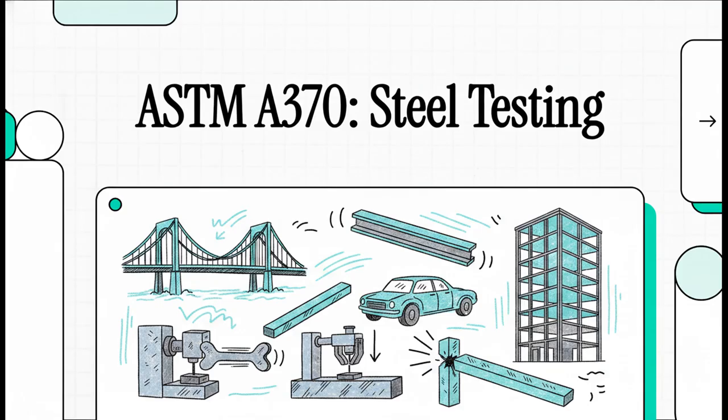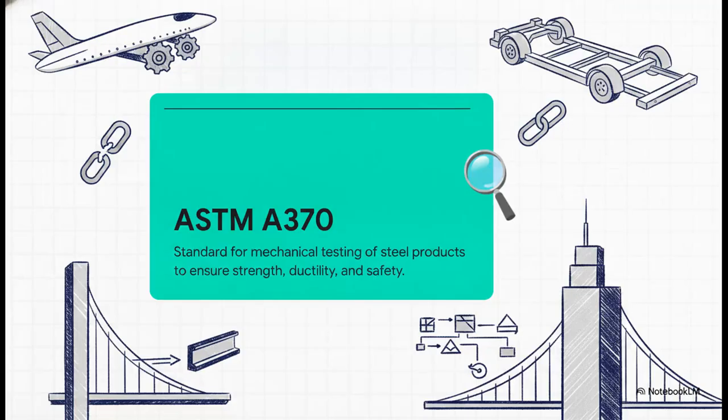We're going to dive into an explainer of this exact standard, ASTM A370. So what exactly is ASTM A370? At its core, it's an internationally recognized, completely comprehensive standard dedicated entirely to the mechanical testing of steel products. And you know, the stakes here are absolutely astronomical.